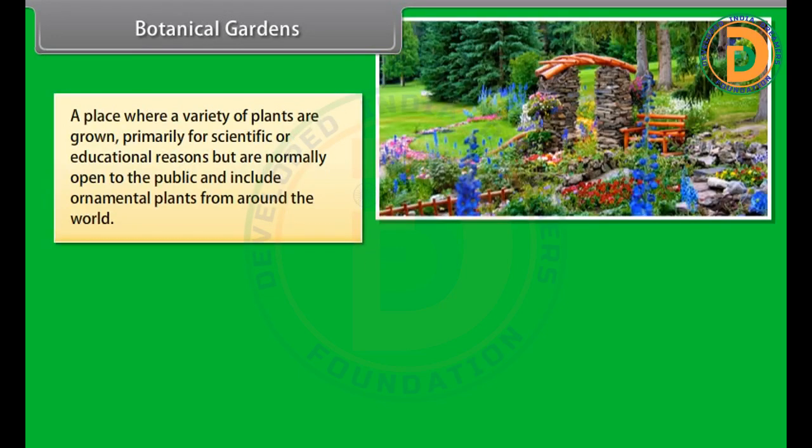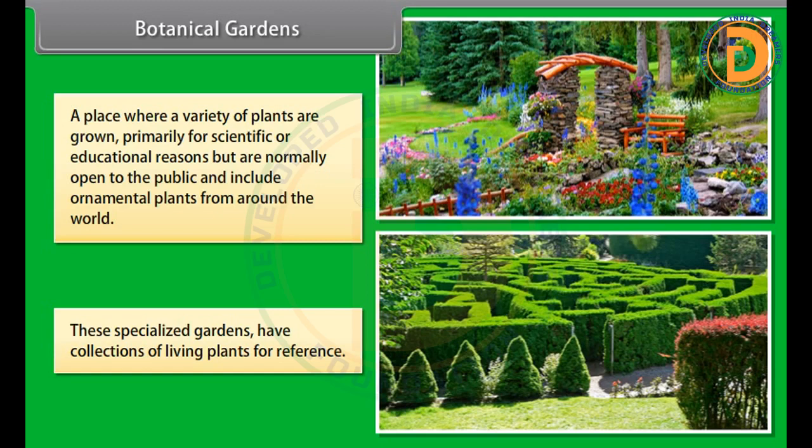Botanical gardens. A place where a variety of plants are grown, primarily for scientific or educational reasons, but are normally open to the public and include ornamental plants from around the world. These specialized gardens have collections of living plants for reference.